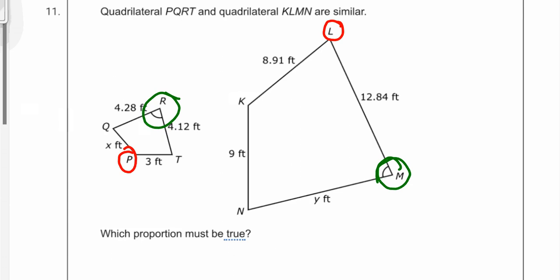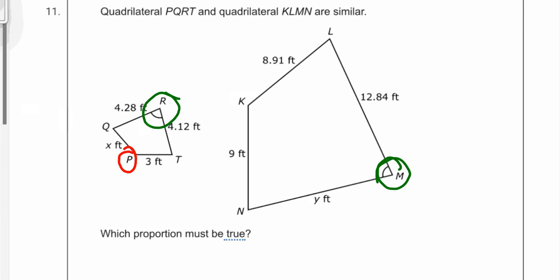And then we're going to go ahead and the one, I'm sorry, that is not right. Okay, L and P cannot go together. Let me erase that. I apologize. Okay, we know those angles go together. Let's start with that, okay?